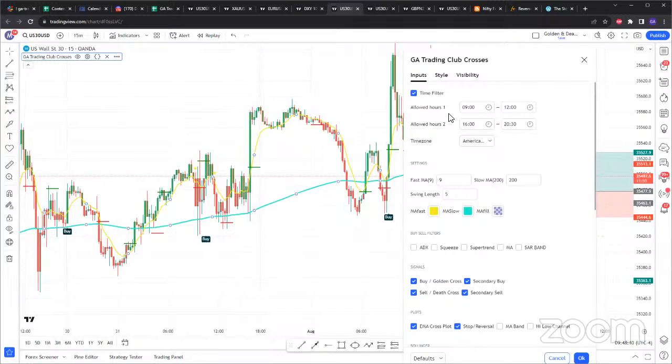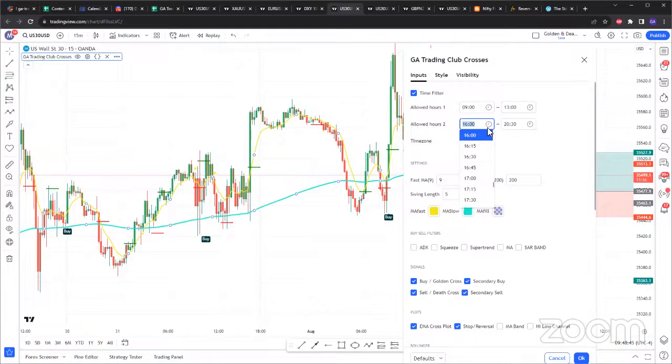Now, let's say you only want to trade one block of time during the day, like 9 a.m. to 12 noon, or 9 a.m. to 1 p.m. Based on the logic of this indicator and the capabilities of PineScript, which is the coding used for these indicators, my programmers were not able to put checkboxes in these two blocks of time. So if you just want to trade one block of time, just replicate it down here.